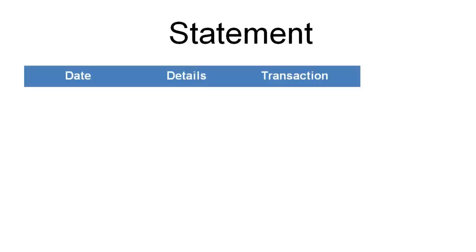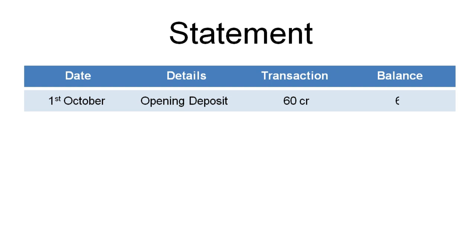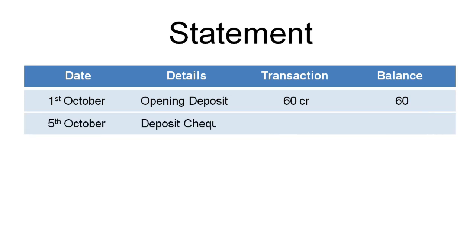Every so often, you will receive a statement from the bank which shows the transactions you have made. In this case, the statement shows the deposit of 60 Rand on the 1st of October. The CR after the amount means that it is a credit to your account. Then, on the 5th of October, another credit of 140 Rand.